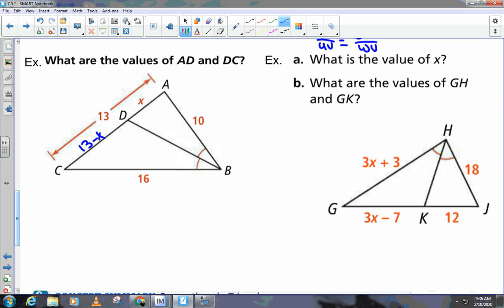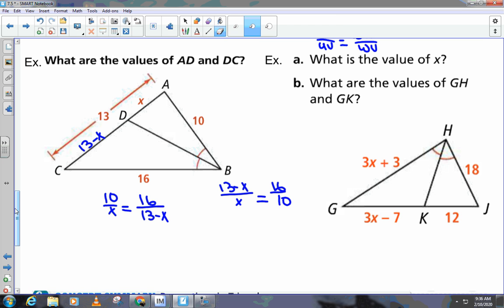What's my proportion going to look like? He's saying 10 over X, and then 16 is to 13 minus X. That would work. Could I do 13 minus X is to X as 16 is to 10? That would work too. We'll go ahead and go with what he came up with. I just want to show you there's really two ways to set them up.